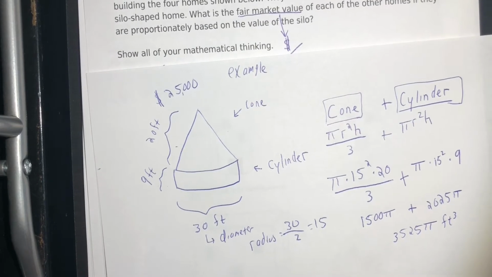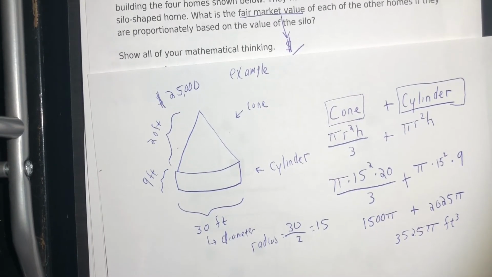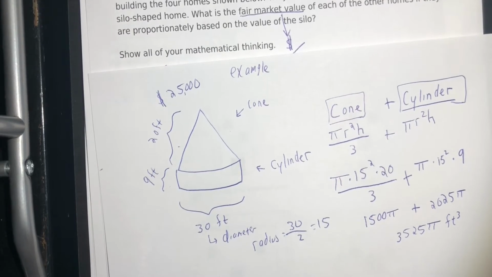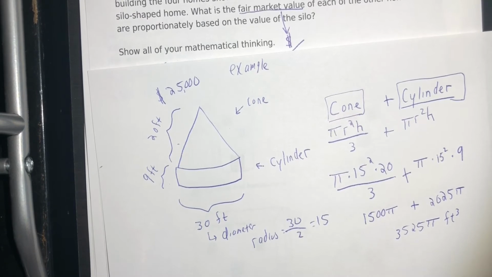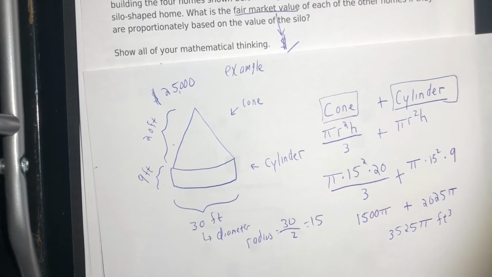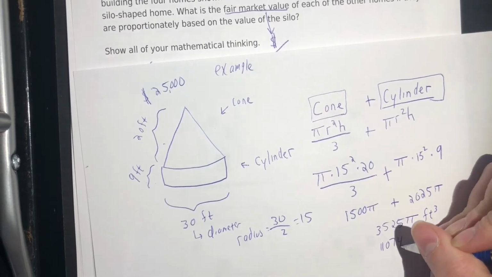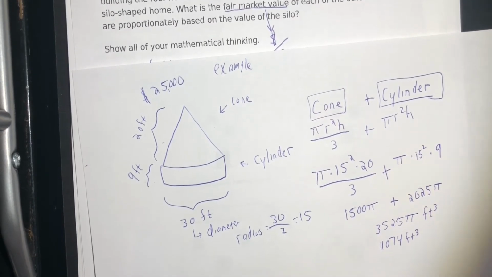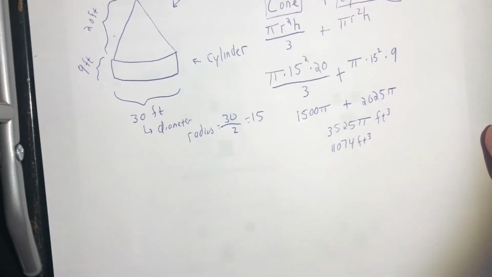Or I could say that's, well, just multiply by pi. 3,525 times pi is 11,074 cubic feet. Okay, so we figured out the volume. That was step 1.